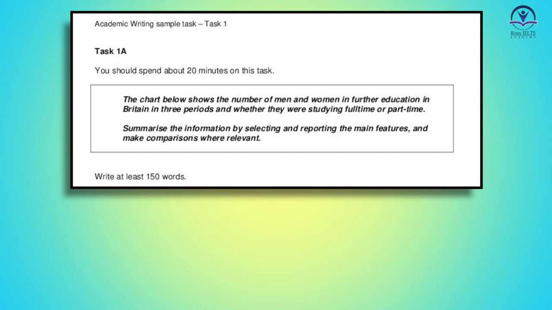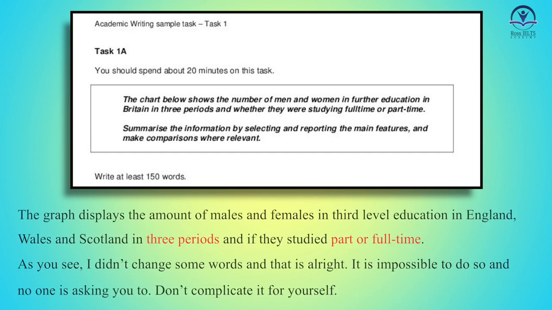This is how I use the direct synonyms to paraphrase the question statement and write the introduction like this. The graph displays the amount of males and females in third level education in England, Wales, and Scotland in 3 periods, and if they studied part or full-time.